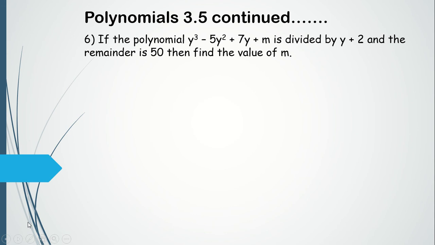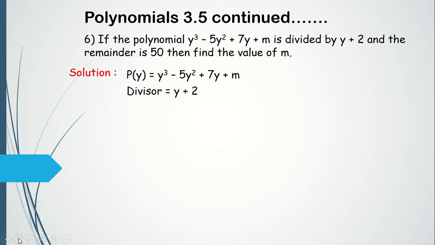So let's see the sum. If the polynomial y cube minus 5y square plus 7y plus m is divided by y plus 2 and the remainder is 50, then find the value of m. So we first write down the polynomial in y. Now what is the divisor? The divisor is y plus 2. This is plus 2, so the remainder will be given by P(-2).